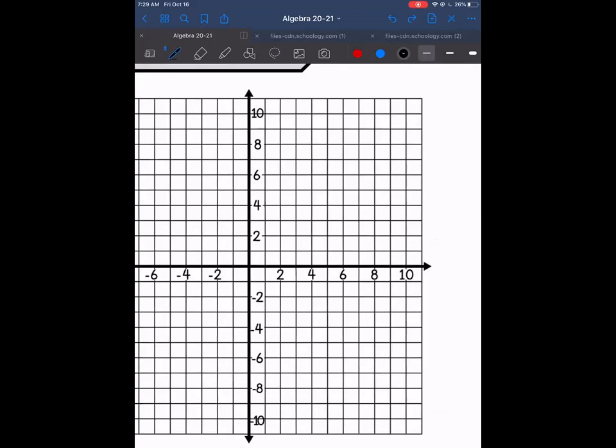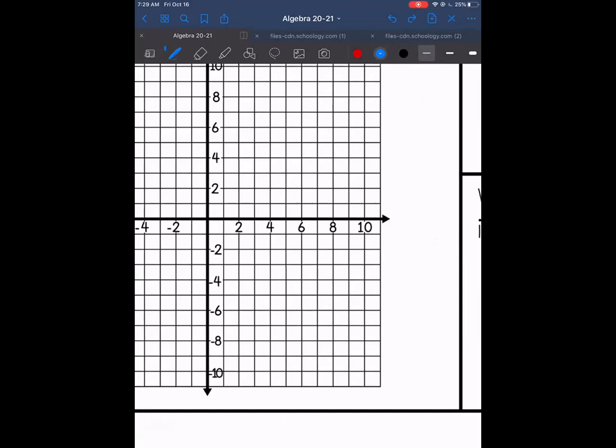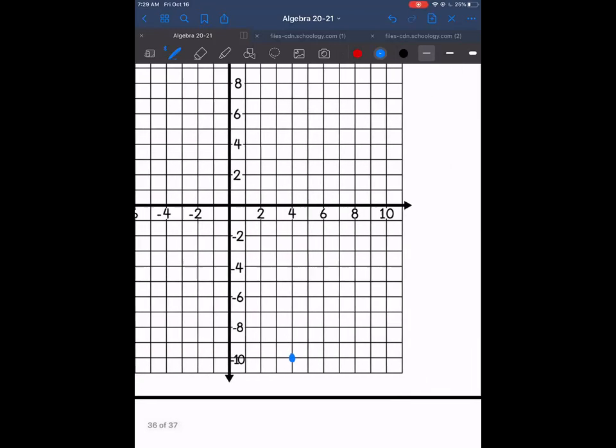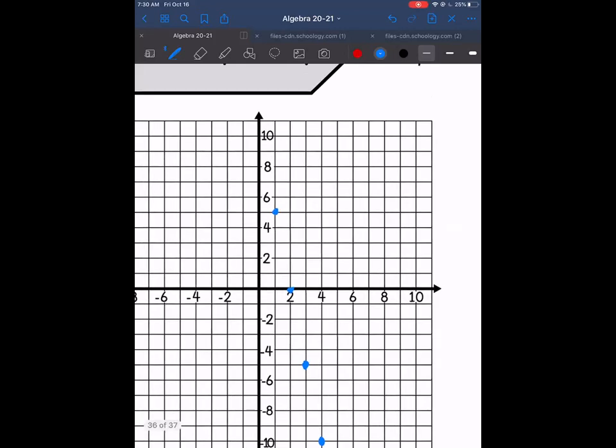So I'm going to plot the point. I'm going to go 4 all the way down to negative 10. 1, 2, 3, 4, 5. Okay, and my slope is negative 5. So I'm going to go down 5 and over 1, but I don't really have room to do that. So I'm going to go in the opposite direction, up 5 and to the left 1. Keep going until I can cross that intercept.